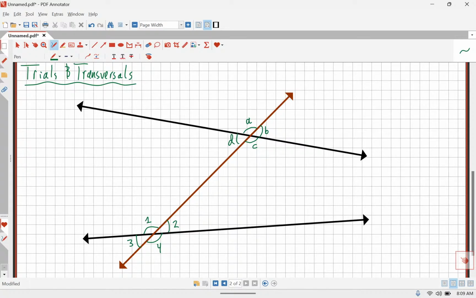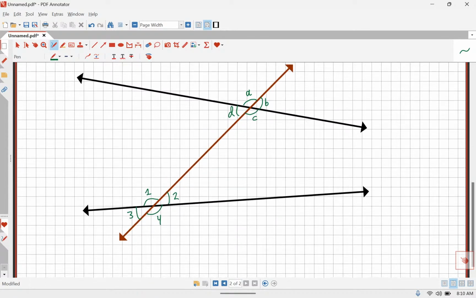Pick a pair of angles, any pair you desire, Finn. What pair of angles would you like to pick? A and C are definitely related. So let's go ahead and write something down about A and C.